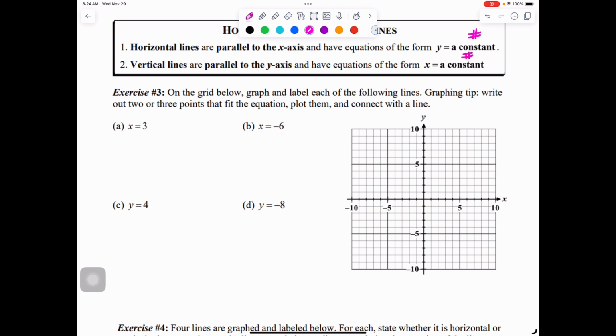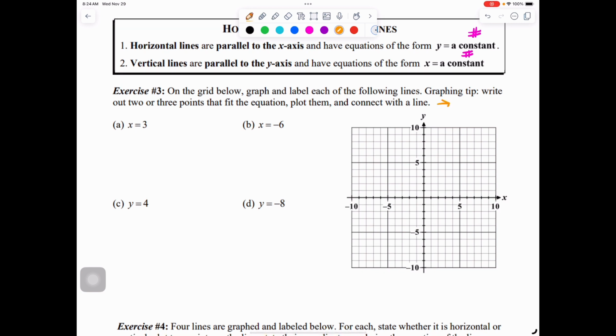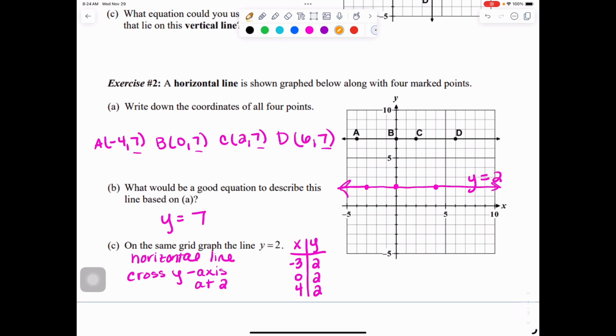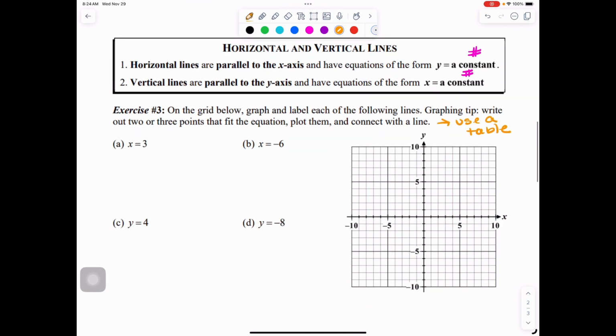Graphing tip: write out 2 or 3 points that fit the equation, plot them, and connect with a line. So I'm going to add here that you can use a table for this. Now, can you write the coordinates like you did, let's say, back here in part A? Absolutely. If you want to write the coordinates that way, please continue to do so. But you can also organize those coordinates, as we've talked about in previous lessons, in a table.